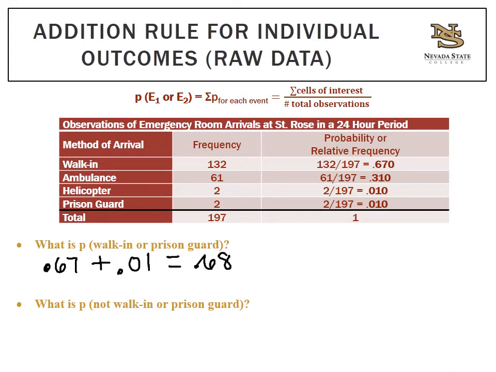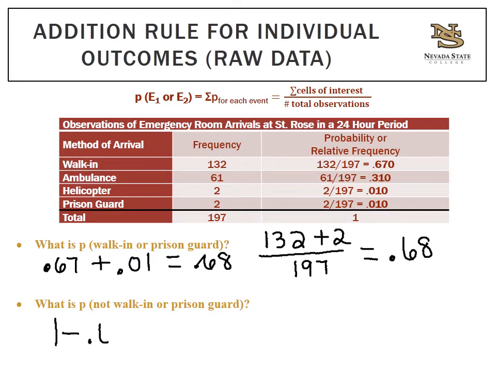You could use the other version of the formula as well, and you could say, okay, the sum of cells of interest: 132 were walk-in, plus 2 that came in with a prison guard, divided by 197, and you end up with, again, 0.68, or 68% of patients arrived as a walk-in or with a prison guard. Then you could use the complement rule to figure out not walk-in or prison guard. 1 minus 0.68 equals 0.32.